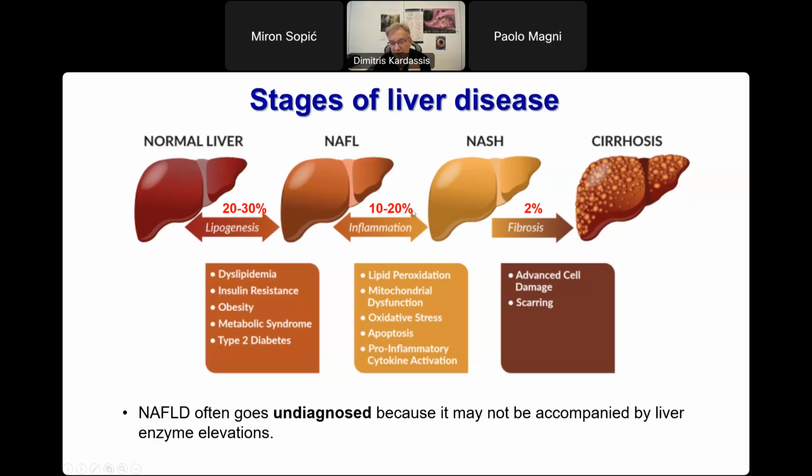10 to 20% of these NAFLD patients become NASH patients, non-alcoholic steatohepatitis, that have lipid peroxidation, apoptosis, oxidative stress, mitochondrial dysfunction, and 2% of these patients will end up with cirrhosis, advanced cell damage and scarring. So this is a severe disease, can go unnoticed, and the sooner you treat it, the better. The problem is that there are no drugs to treat this disease.